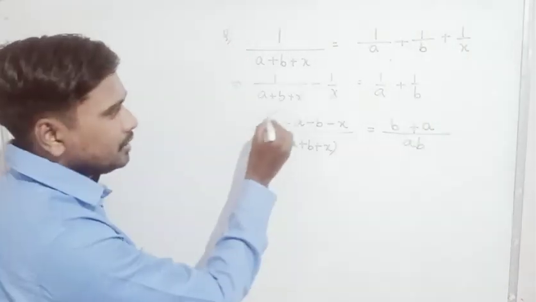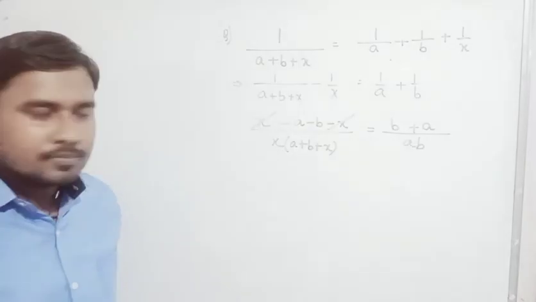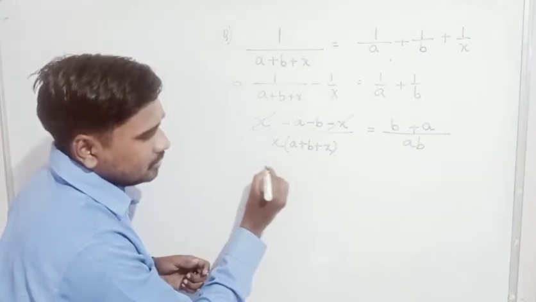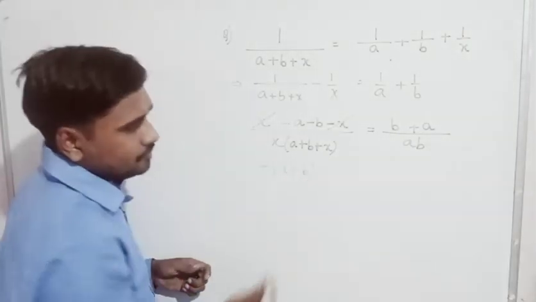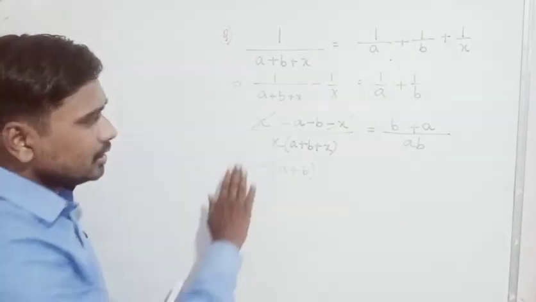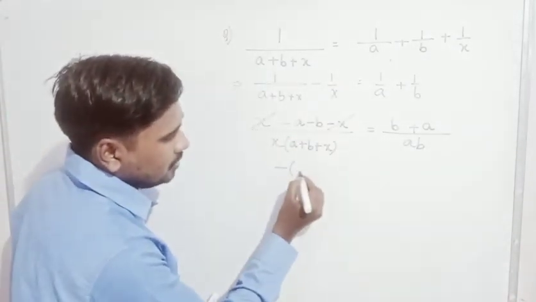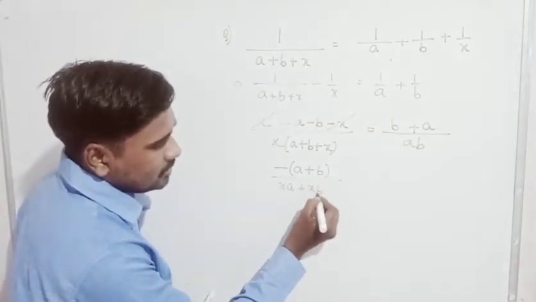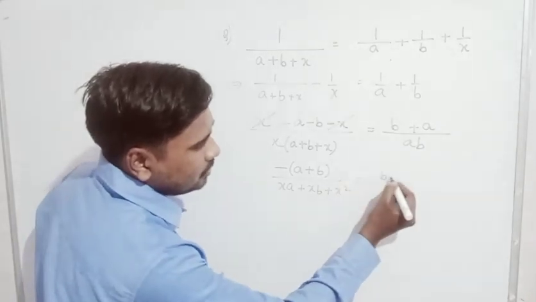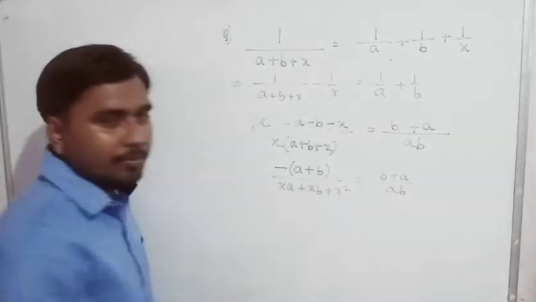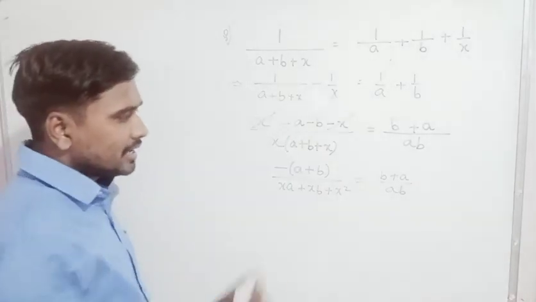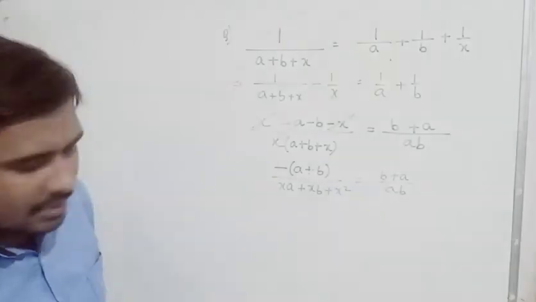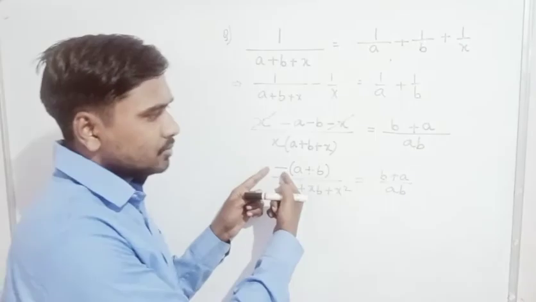Clear? Now x and minus x will be cancelled. Minus a minus b, here also a plus b. If you take minus common, it will be a plus b. In the numerator, if you take minus common in these two, it will be a plus b by xa, xb, x square, is equal to b plus a by ab. Now this is cancelled. a plus b and b plus a is same. So these two parts are cancelled. Now what is left? Here is minus 1 and here is 1.